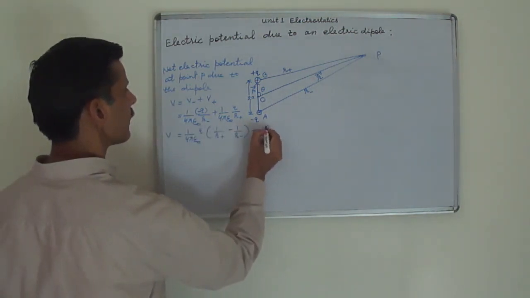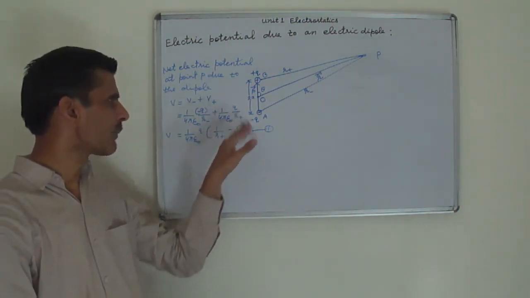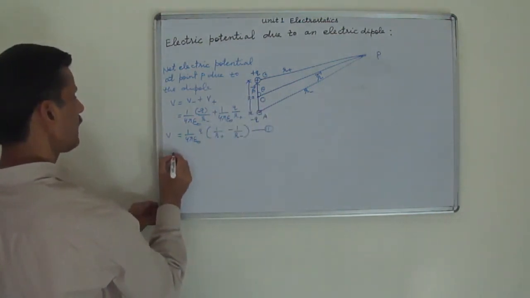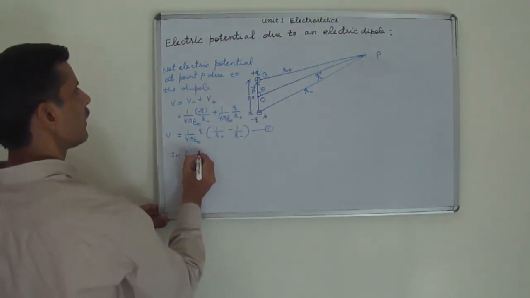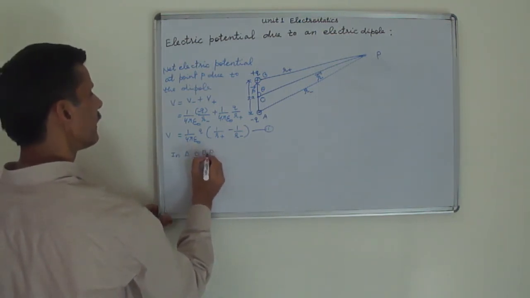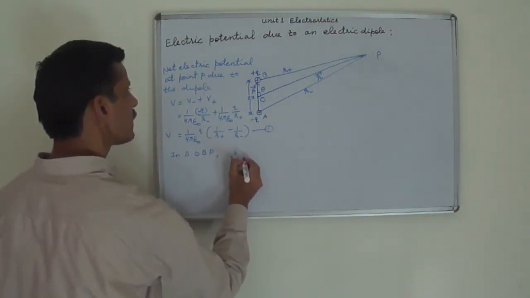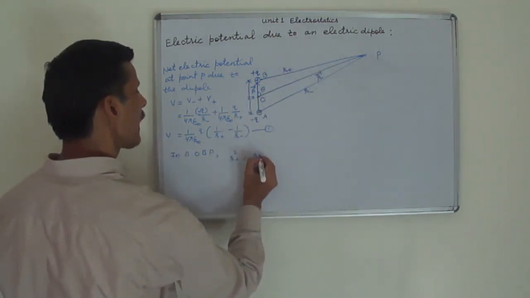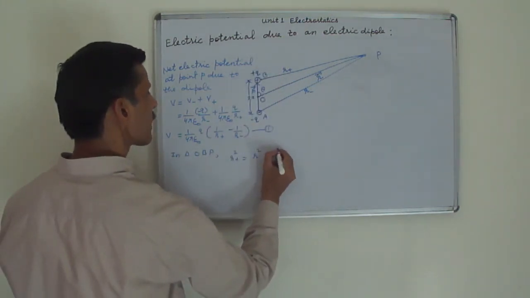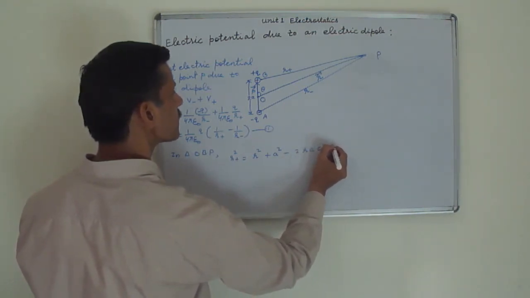Say this is equation number 1. Let us calculate 1 upon r plus and 1 upon r minus. Here you can see in triangle OBP, r plus square is equal to r square plus OB, that is a square, minus 2ra cos theta.